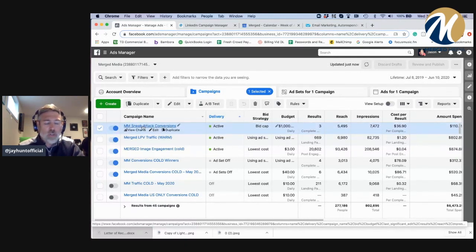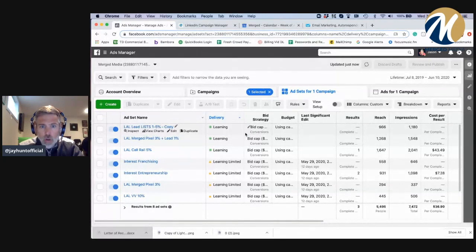Exactly what we're asking for. We're keeping our bid at $44, and we're getting those leads coming in. But I would really like to see those leads come in at a much quicker rate. So what I have done is I have set automated rules up.